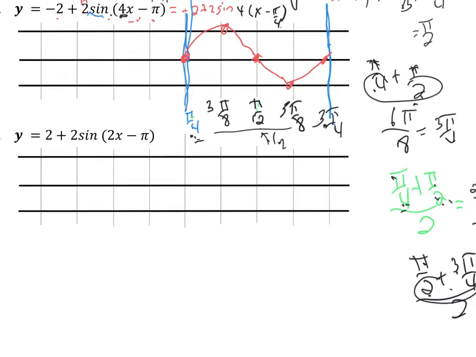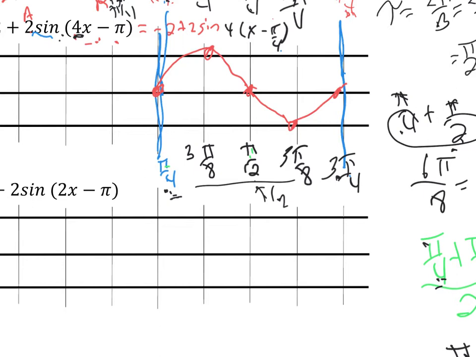Now, if you want to check your work, every interval here has to be the same distance. So if I make a common denominator, I should see a pattern. Pi over 4 is really the same as 2 pi over 8. So pretend this is 2 pi over 8. 3 pi over 8. Well, it moved by 1 pi over 8.